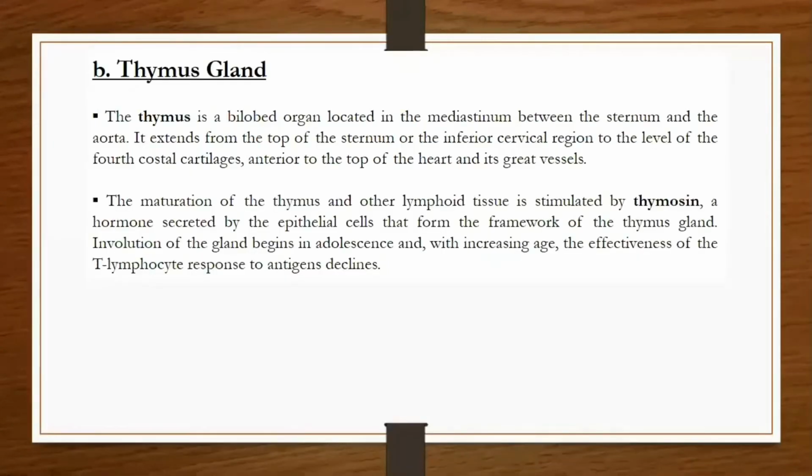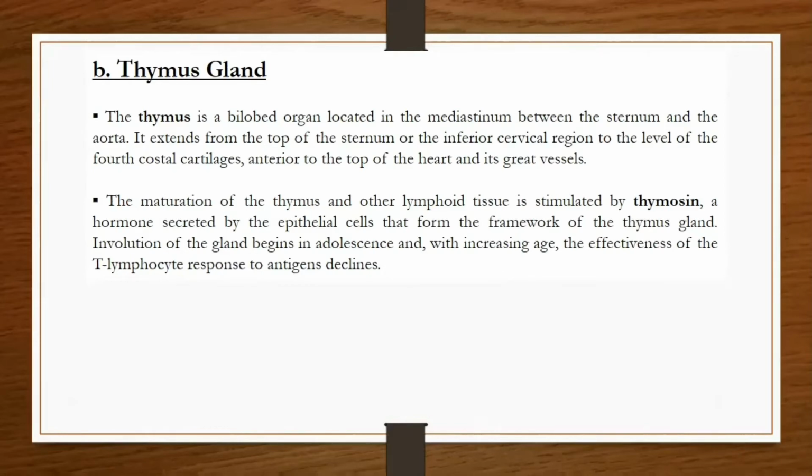The second primary lymphatic organ is the thymus gland. The thymus is a bilobed organ located in the mediastinum between the sternum and the aorta. It extends from the top of the sternum, or the inferior cervical region, to the level of the fourth costal cartilages, anterior to the top of the heart and its great vessels. The maturation of the thymus and other lymphoid tissue is stimulated by thymosin, a hormone secreted by the epithelial cells that form the framework of the thymus gland.